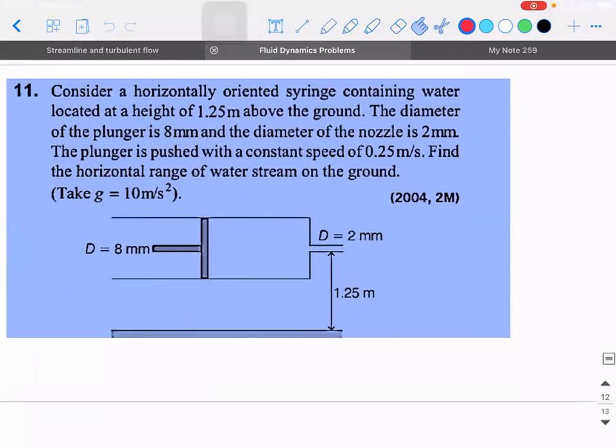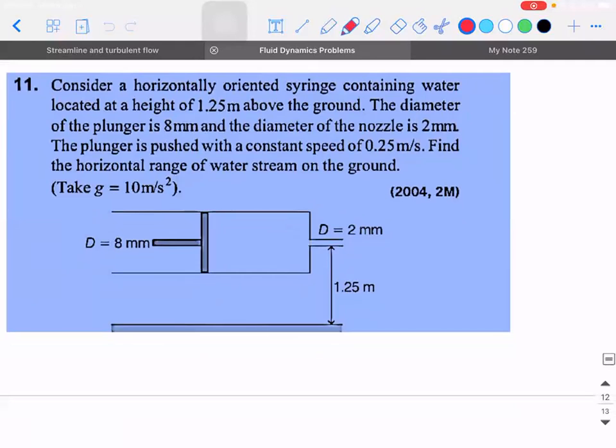So consider a horizontally oriented syringe containing water located at a height of 1.25 centimeter above the ground. The diameter of the plunger, that is a piston, is 8 millimeter, and the diameter of the nozzle is 2 millimeter. The plunger is pushed with a constant speed of 0.25 meter per second. Find the horizontal range of the water stream on the ground.